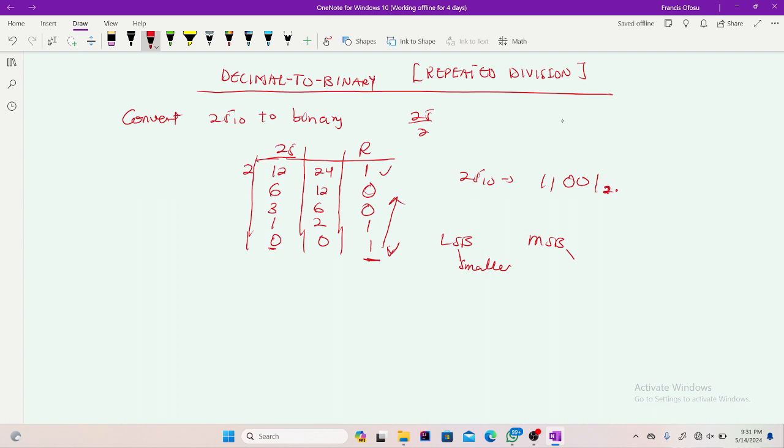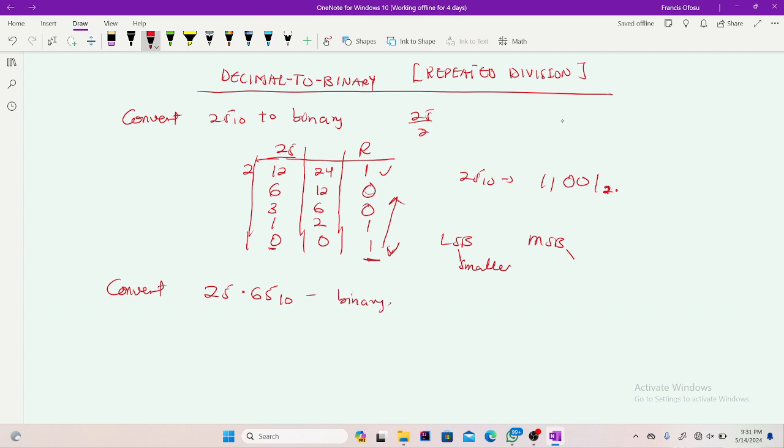Now let's see another example here. Convert, let's say, let me put 25 itself so that we maintain this point, let's say 65, right? Base 10 to base 2, to binary.